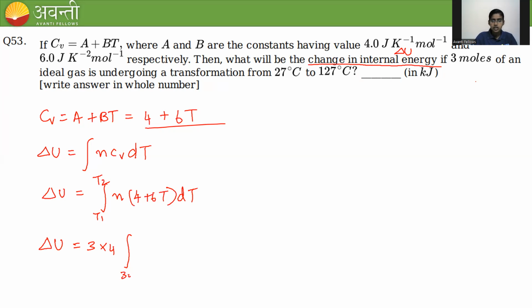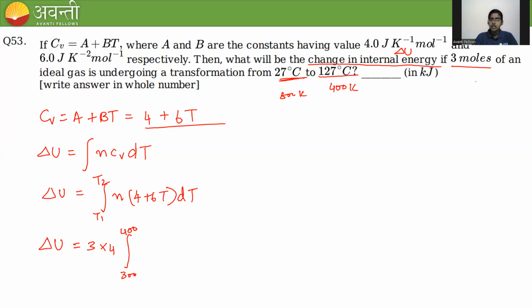That is T1 is 300 Kelvin and T2 is 400 Kelvin, because 27 degrees Celsius, when you convert it into Kelvin, you will get 300, and for 127, it is 400 Kelvin. Okay. So it is 3. I am multiplying here by the number 3, because the number of moles is 3. It is given in the question. The n value is going to be 3.